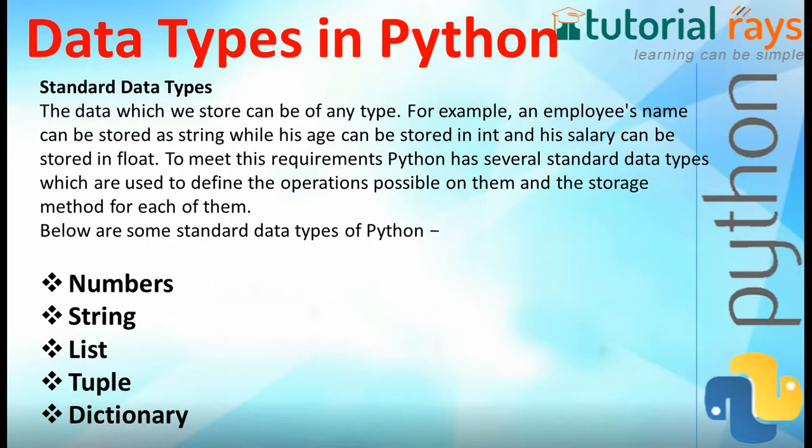The first one is standard data types. The data which we store can be of any type. For example, an employee's name can be stored as a string, while his age can be stored in int and his salary can be stored in float.